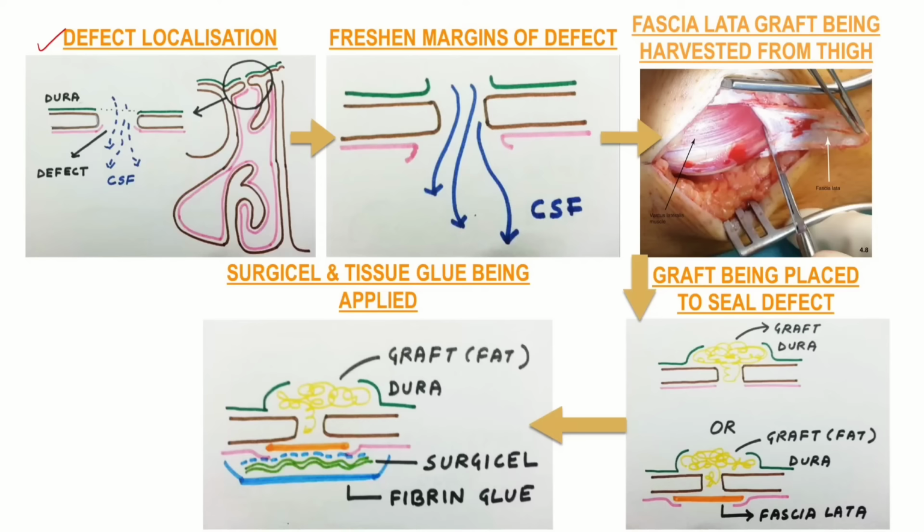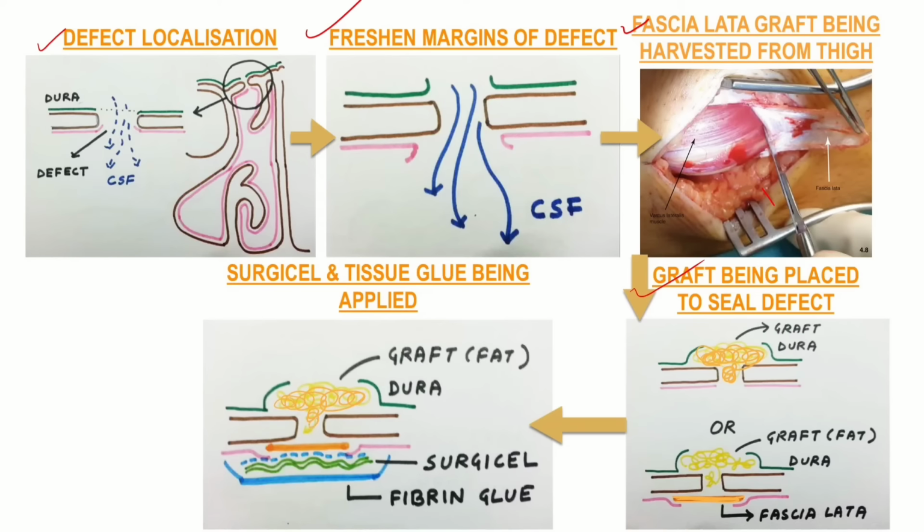Firstly, defect localization by means of any procedure: radionuclide dressing, CT cisternography, intrathecal fluorescein injection, anything. Then the defect margins have to be freshened. Then fascia lata graft is harvested from the thigh. Then that graft is placed to seal the defect. Sometimes fat graft, and fascia lata can also be placed below that. Okay, and lastly Surgicel and tissue glue or fibrin glue are applied.